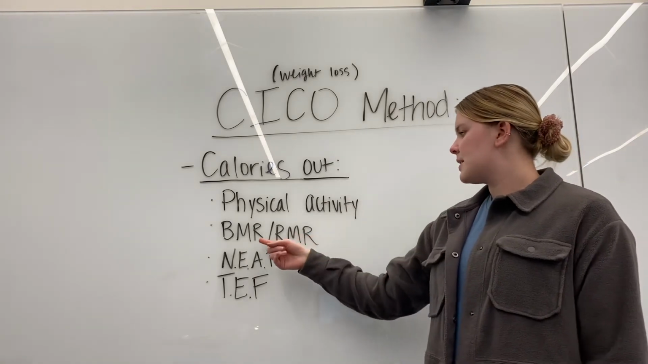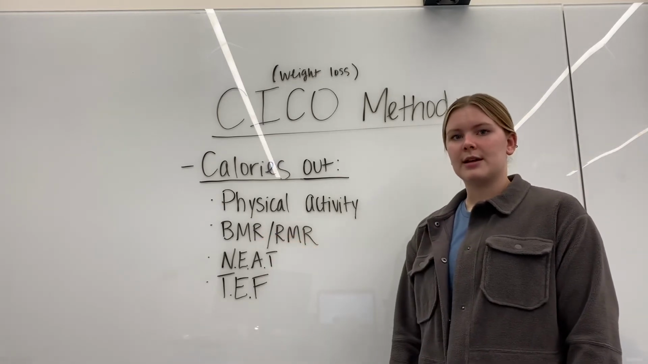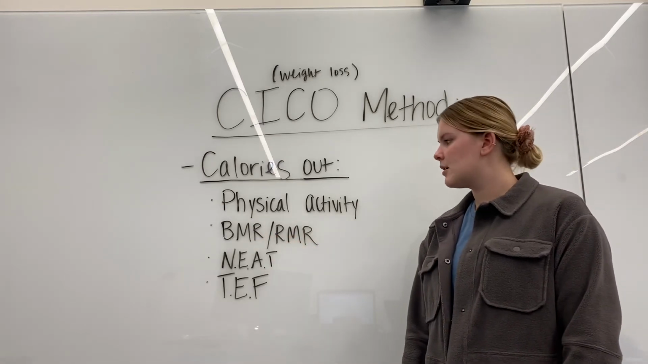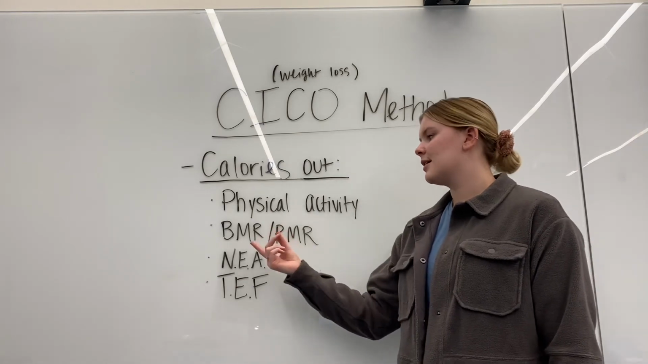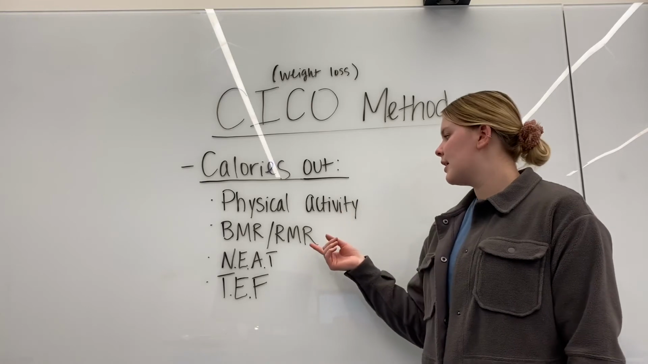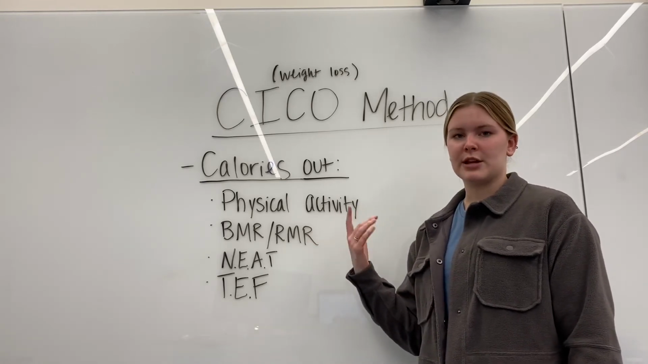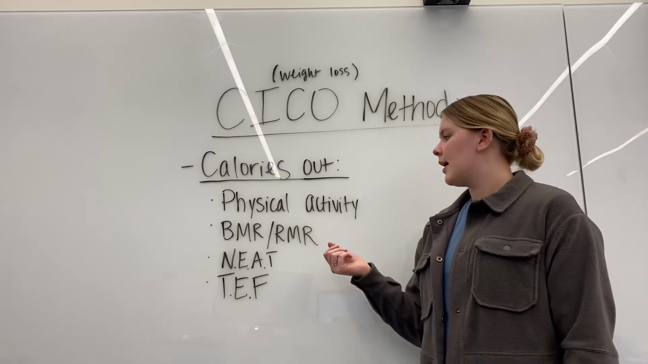Next, there is BMR and RMR. BMR stands for basal metabolic rate, and to put it simply, your basal metabolic rate is the bare minimum calories or metabolism that you need to survive. And then resting metabolic rate is used more commonly. It's pretty much just your metabolism at rest.